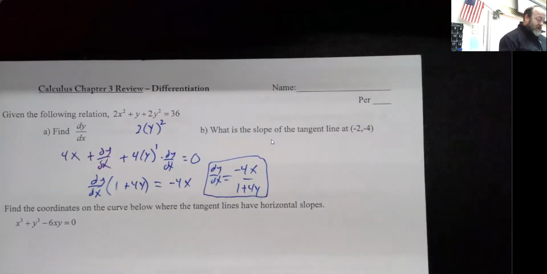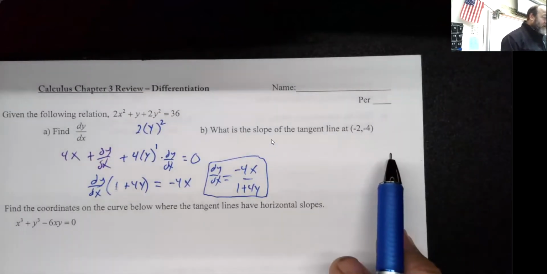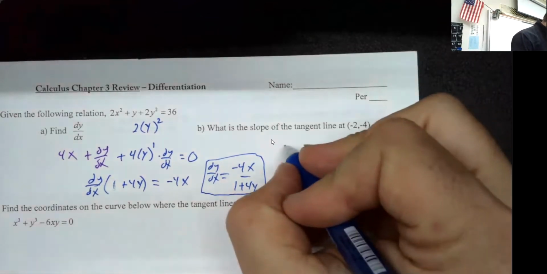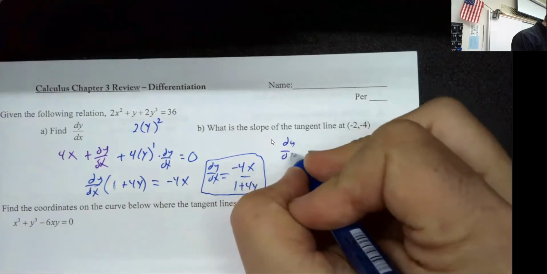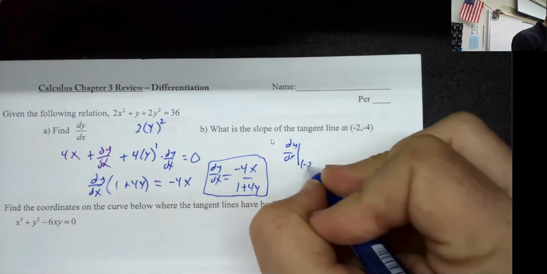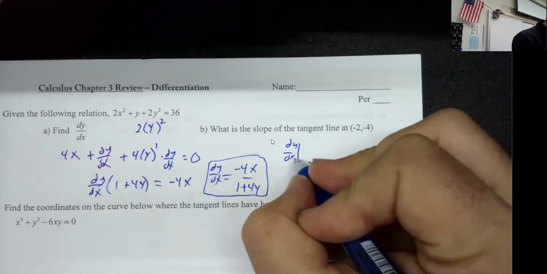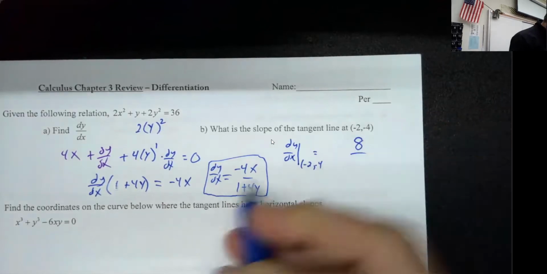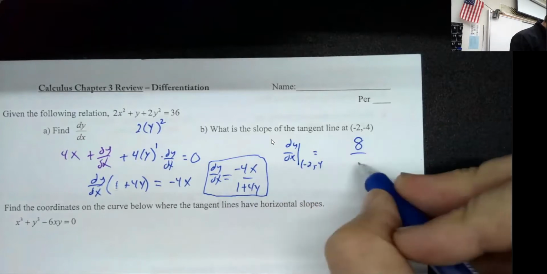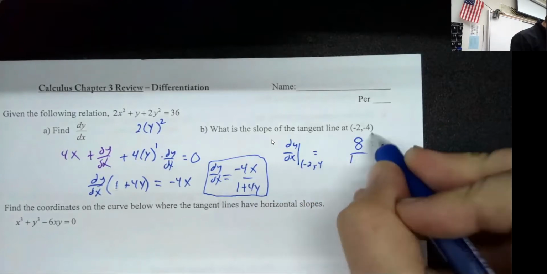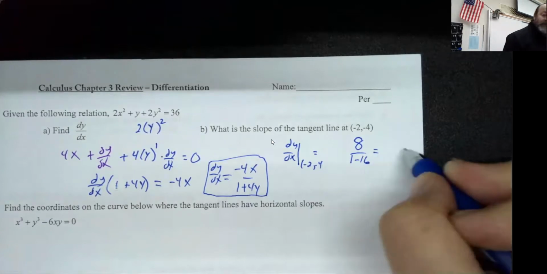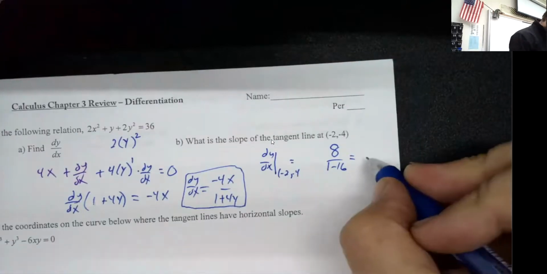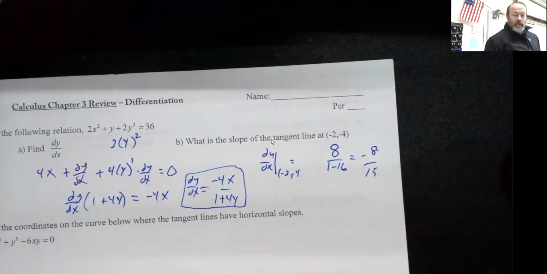But here we go. So what is the slope of the tangent line at negative 2, negative 4? I just need to simply evaluate that at negative 2, negative 4. So we're going to do dy dx evaluated at the coordinate negative 2, negative 4. And that's going to give me 8 on top, because negative 4 times negative 2, over 1 minus 16, or negative 8/15. And we're done with the first question entirely.